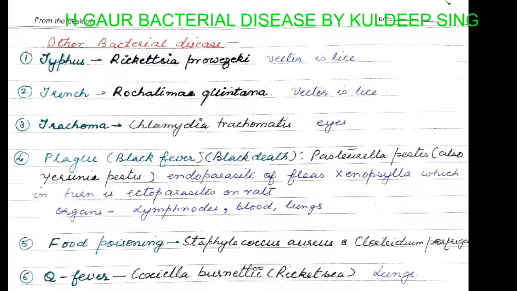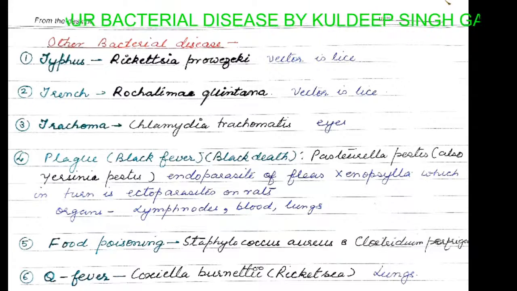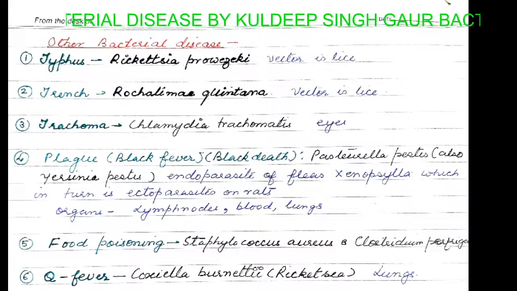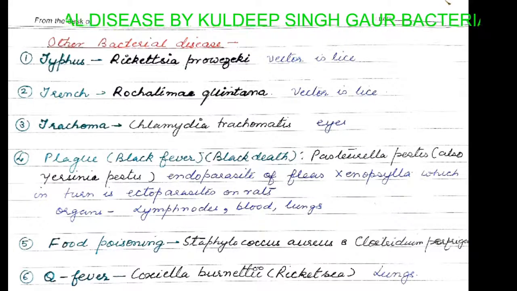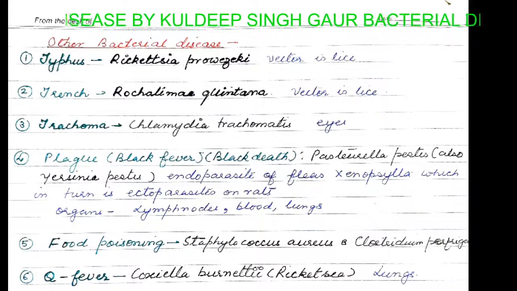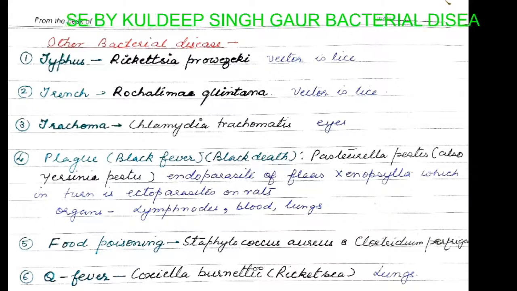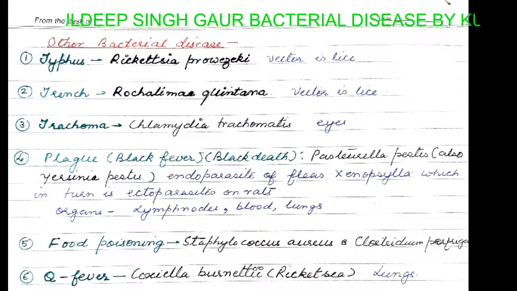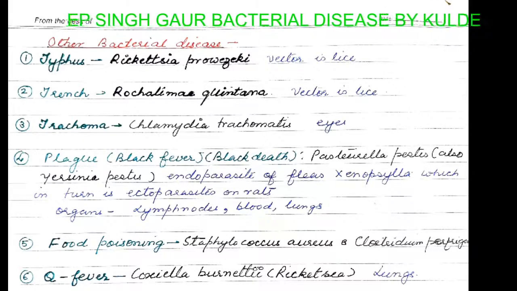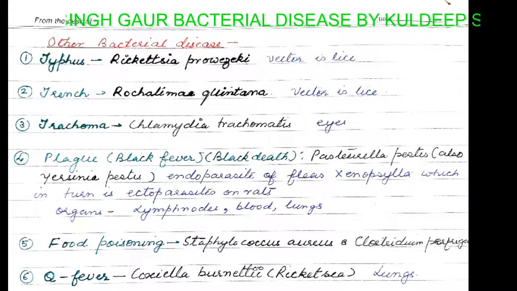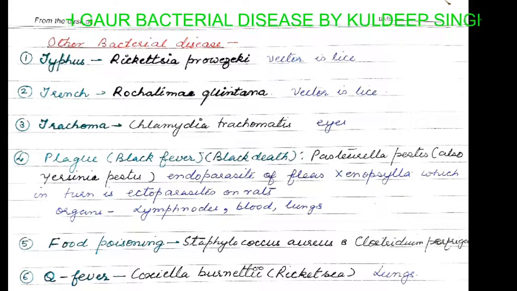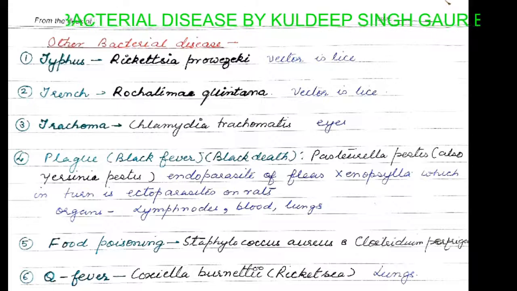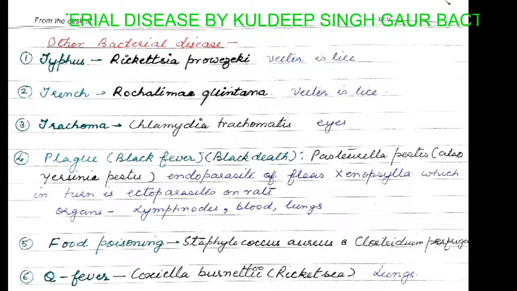Plague, also called black death or black fever, is caused by Pasteurella pestis, also called Yersinia pestis, which is an endoparasite of the flea called Xenopsylla, which in turn is an ectoparasite on rats. Some of you might know about the famous plague which spread during the 90s in Surat, which was spread by Xenopsylla. The organs affected are lymph nodes, blood, and lungs.